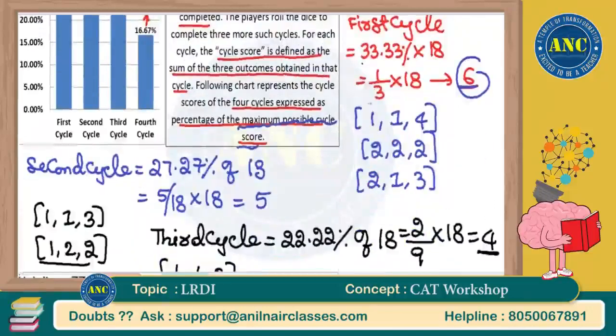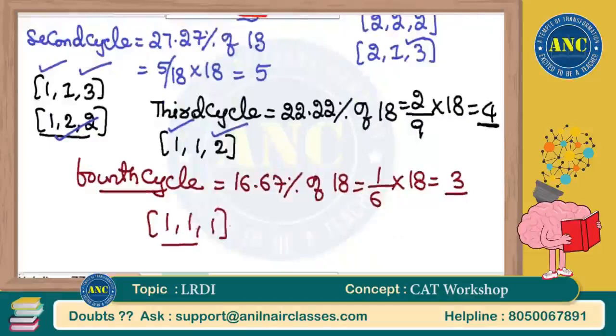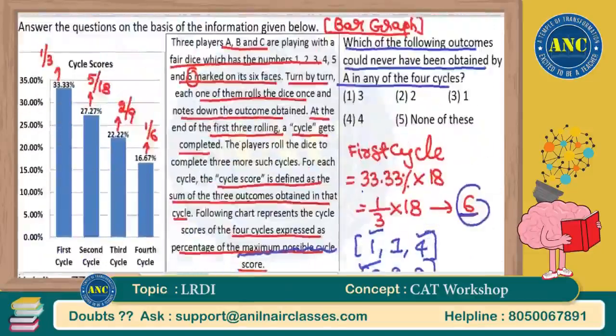A would have got 1 here, A would have got 2 here, A would have got 3 here, A would have got 4 here. Here also 1 is possible, 3 is possible, 2 is possible. 1 is possible, 2 is possible. 1 is possible, 2 possible, 3 possible, and 4 is possible. So, which value could A never have obtained? Answer is none of this.